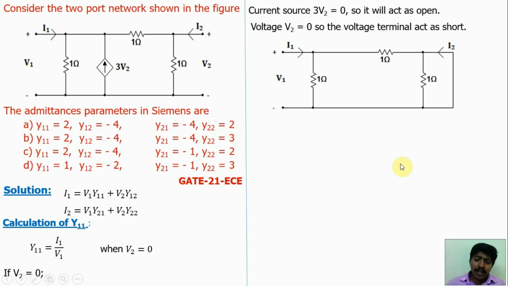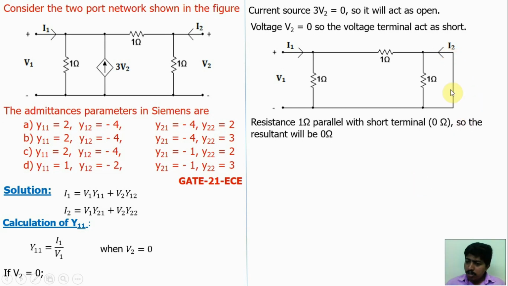Now we are going to find I1 by V1. By network reduction concepts, we may find it. Here, if it is shorted, what will be the resistance value? If it is shorted, the resistance will be 0. Okay, this resistance will be 0. So this 0 resistance is in parallel with the 1 ohm resistance.